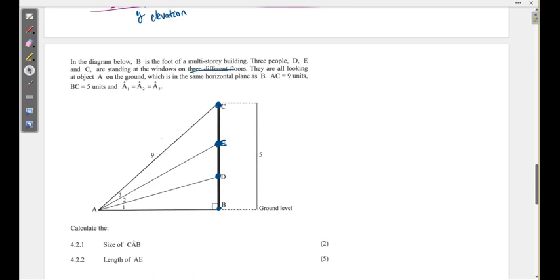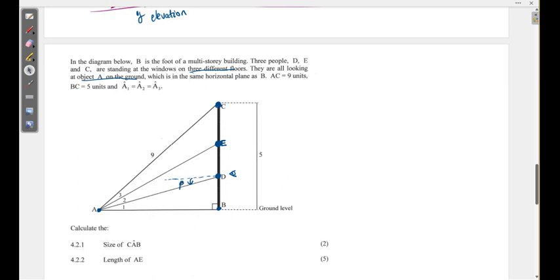Now, they are all looking at an object A on the ground. Look at object A, it's on the ground. Let's look at a person, maybe D here. Let me just try to draw their eye. Normally, D should be looking straight. This is the normal eyesight. But they had to look down. They had to tilt their head downwards so that they can see A, so they formed an angle of depression here.